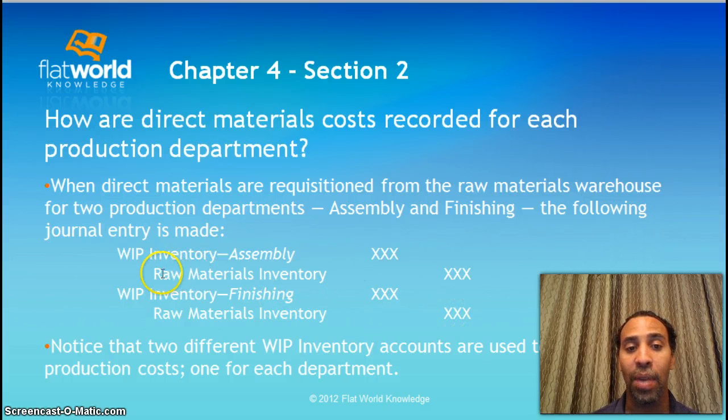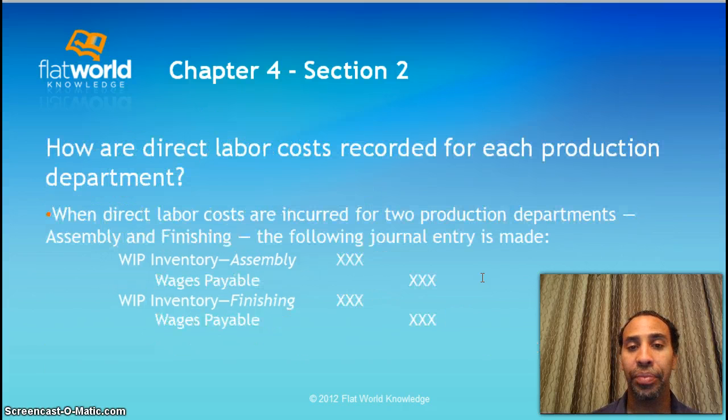Both mirror the same thing that happens. It comes from a raw materials inventory, but this one goes to finishing and this one goes to assembly. But we'll also show when it comes from assembly to go to finishing. Not in this example, but it's coming up. Notice that two different work in process inventory accounts are used to track production costs, one for each department.